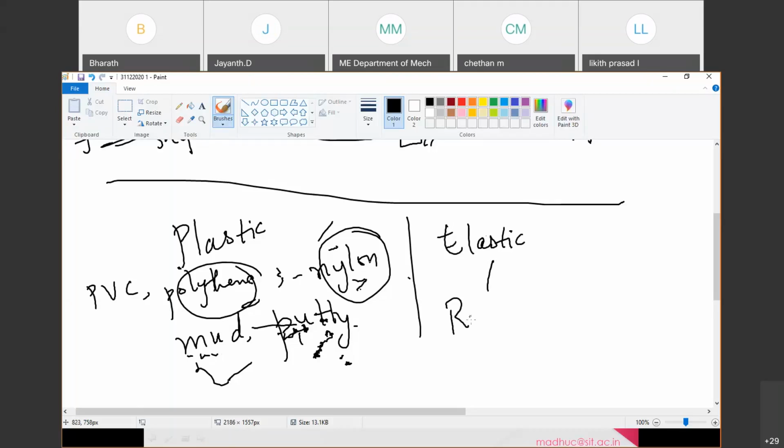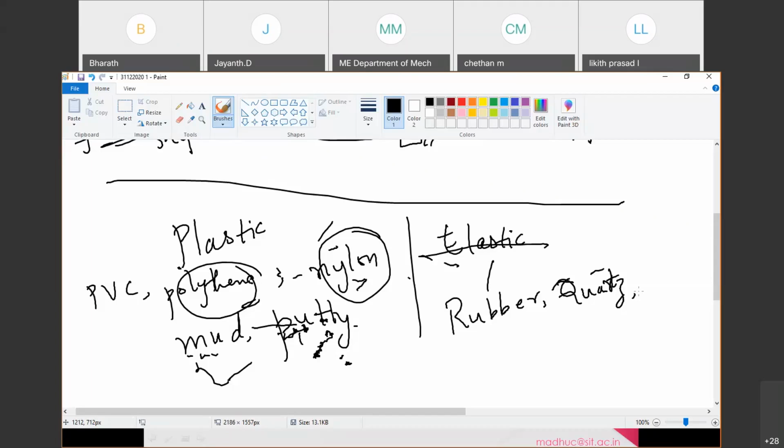Rubber, quartz. Okay, so someone told quartz is good. So which is a good elastic material? It is quartz. Quartz is a form of glass. So someone, yeah, you can tell. What is that? Next one.